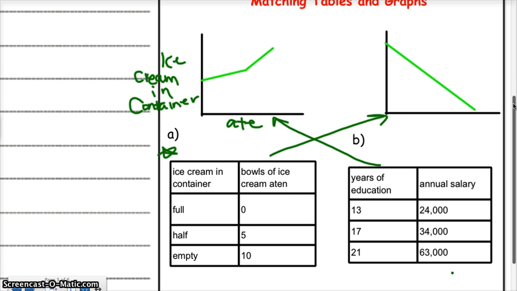Yes, Jeff? Isn't it supposed to be B instead of A? You're right. This should be ice cream ate, and what's in the container.